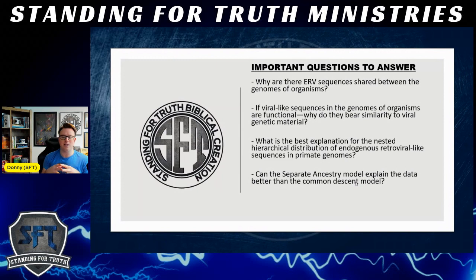Mostly not disease causing, but again, deleterious mutation accumulation over time can take a functioning or a beneficial endogenous retroviral-like element to something harmful, to something that is now bad, simply due to the degeneration of the genome and all that comprises the genome, including your pseudogenes, including your ERV sequences, your Alu sequences, your retrotransposons, LINEs, SINEs, and so on and so forth. If viral-like sequences in the genomes of organisms are functional, why do they bear similarity to viral genetic material? This goes for the reverse transcriptase, the integrase, the gag, the pol, the ENV, the LTRs.